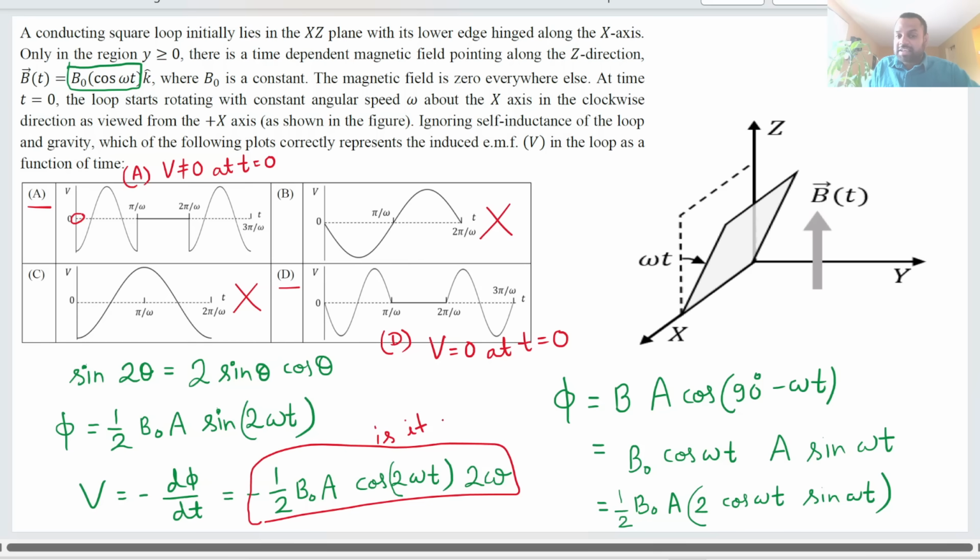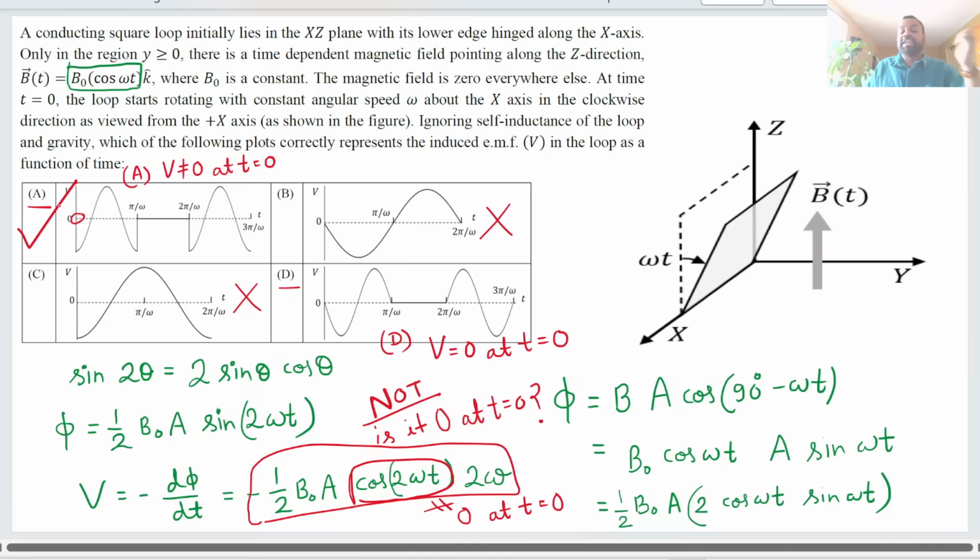इज इट जीरो एट T equal to 0? Question mark, right? Answer is not. क्योंकि कोसाइन ये जो कंपोनेंट है दिस इज नॉट इक्वल टू 0 at T equal to 0, right? Cosine 0 is 1, right? So that means option A is correct.